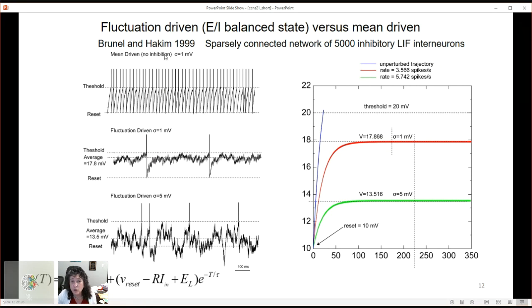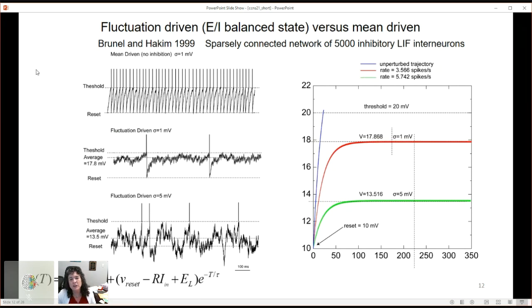So this is the original work of Brunel and Hakim, and they had a sparsely connected network of 5,000 inhibitory leaky integrate and fire neurons. These leaky integrate and fire neurons, unperturbed, have an arbitrarily set threshold, and after you reach threshold, you reset to 10 millivolts. This is a very arbitrary voltage scale, but it's what they use in the original paper, and I'm preserving it. So once you cross 20 millivolts, it's a leaky integrate and fire. So these spikes are just cut and pasted on. You just reset.